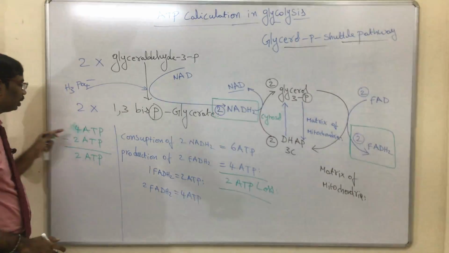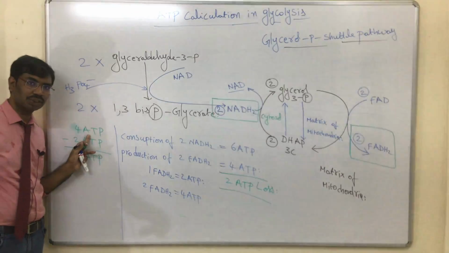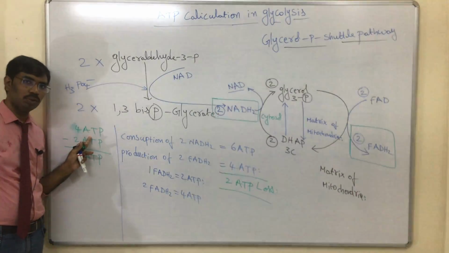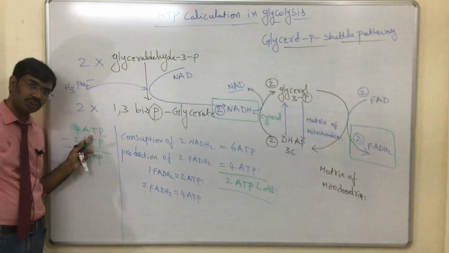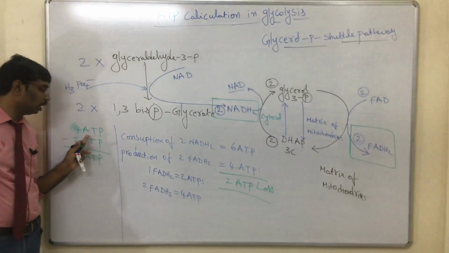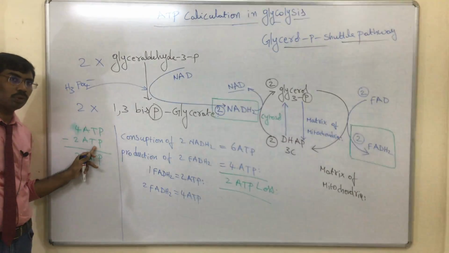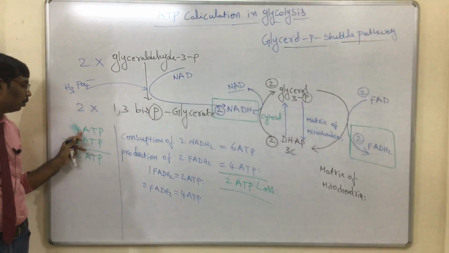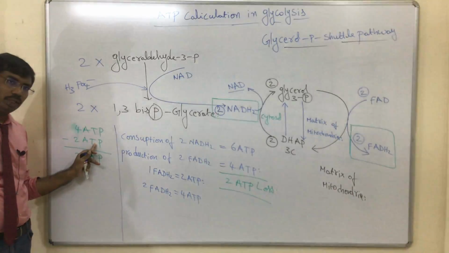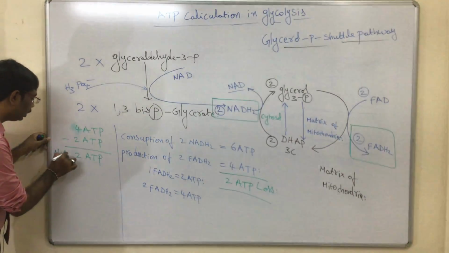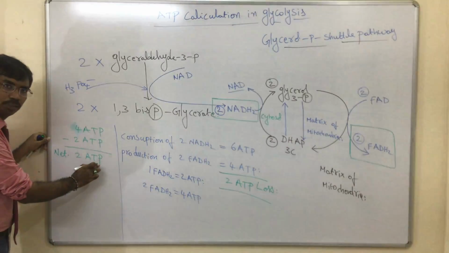In total ATPs, as we already discussed in the last class, in each reaction 2 ATPs are produced. So in 2 reactions, 4 ATP are produced. And in the initial steps for activation of the glucose molecule, 2 ATPs are consumed. So 4 ATPs minus 2 ATPs gives the net ATPs in glycolysis, which is 2 ATP.